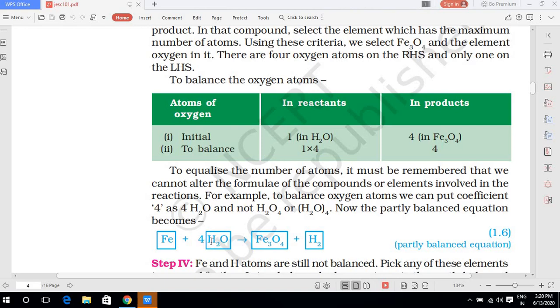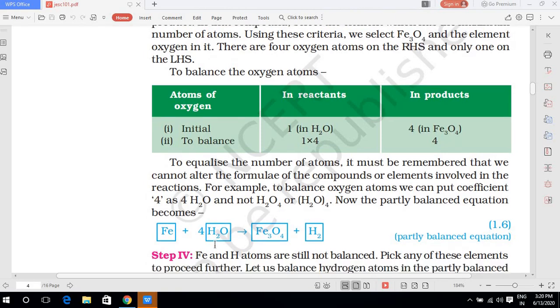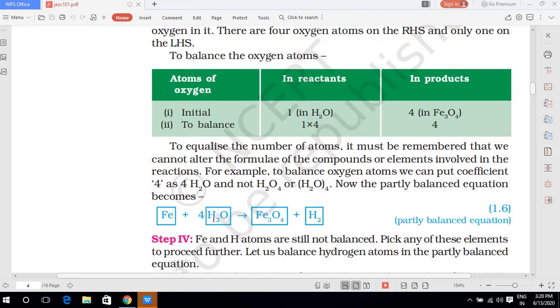Which means that this 4 means this hydrogen is also having this 4, and oxygen is also having this 4. So here oxygen will have 4 and the hydrogen will become 8. 2 into 4, 8. Here you can simply understand that oxygen is having 1, so 1 into 4 is 4 and 2 into 4 is 8. So here we don't need to worry about oxygen anymore because oxygen is already leveled. On the right hand side we have 4 oxygen and on the left hand side we have 4 oxygen.